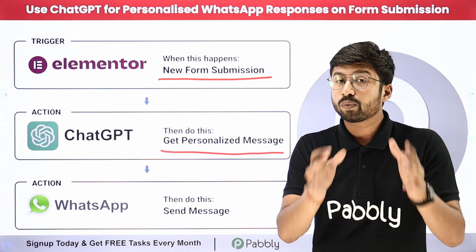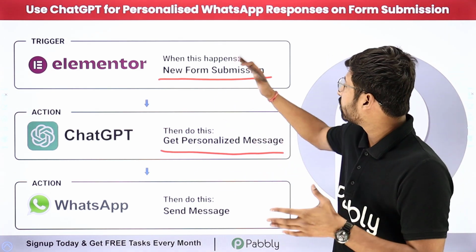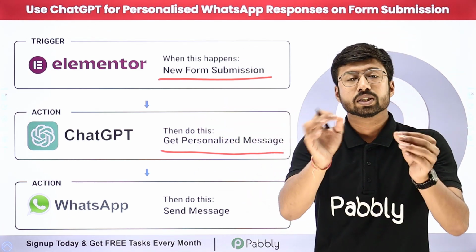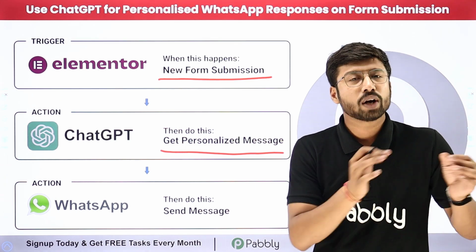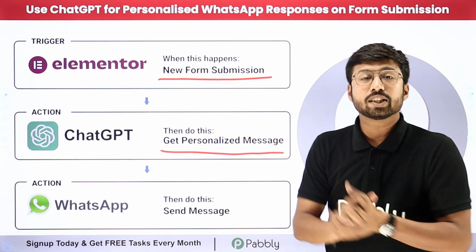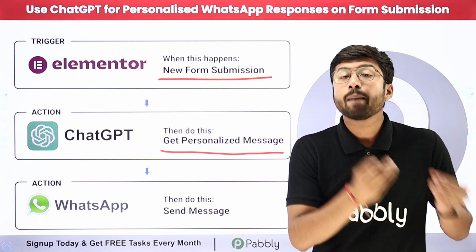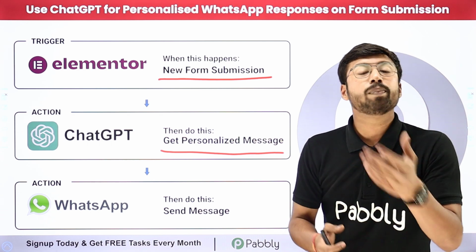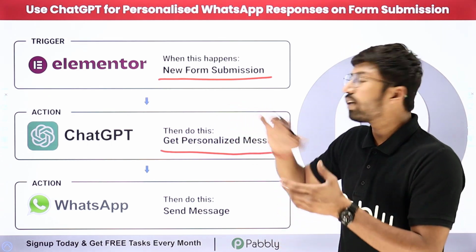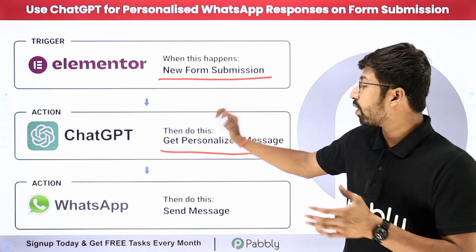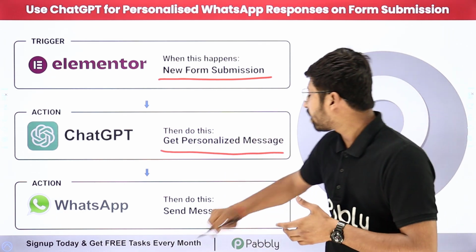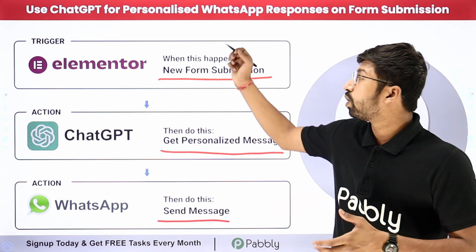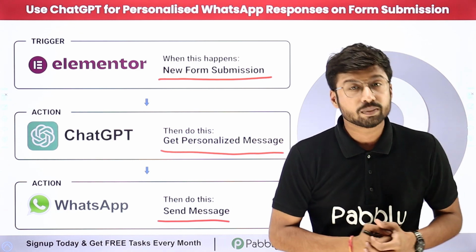So in this automation, whenever we receive a new form submission, the same responses, the same services which they are looking for and their requirement will be sent to ChatGPT. And using ChatGPT, I'm going to create a personalized WhatsApp message to send to the same person on the basis of their requirement. And after generating the message, using WhatsApp Cloud API, the official API of WhatsApp by Meta, we are going to send the same message on WhatsApp to the person who made the form submission.